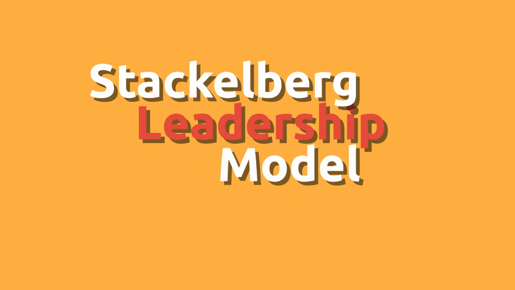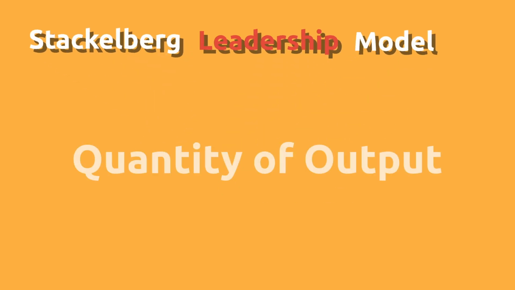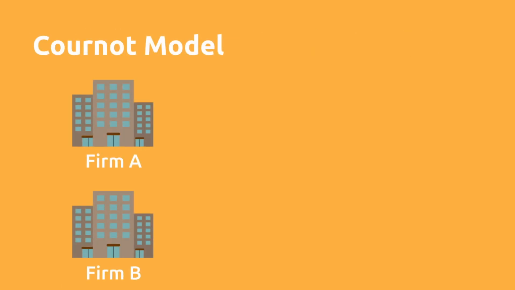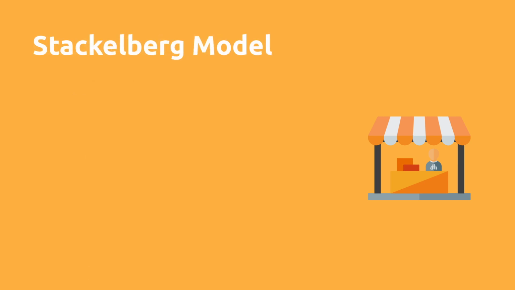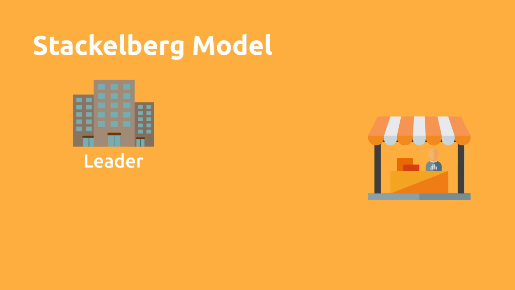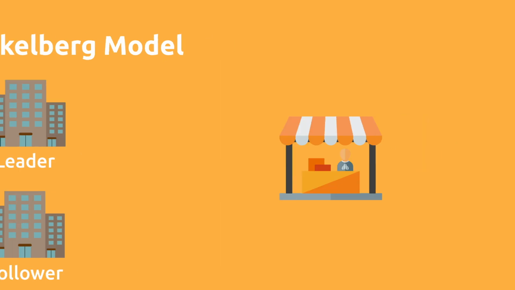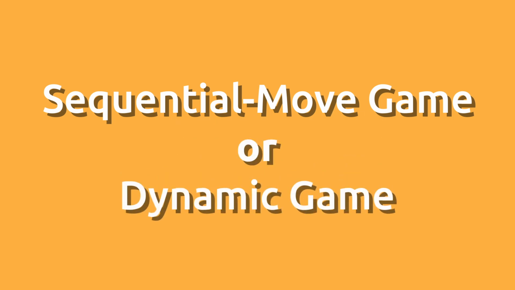Like in the Cournot model, firms compete in quantity of output in the Stackelberg model. The difference in the two models is that, in the Cournot model, firms choose their output simultaneously without knowing what other firms have done, whereas in the Stackelberg model, there is a leader firm who can choose its output first. Then, after observing the leader's output, the follower firm decides its output. The Stackelberg competition is a classic example of a sequential move game or a dynamic game in game theory.